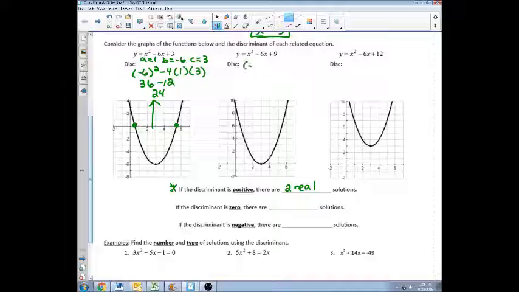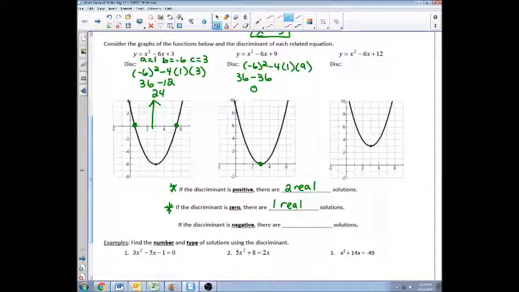If I have negative 6 squared, it'd be minus 4 times 1 because my a is 1, times 9 because my c is 9. That would be 36 minus 36, which would be 0. Notice there's one answer here. It is at y equals 0. So this talks about my discriminant being 0. There is 1 real solution to that problem.